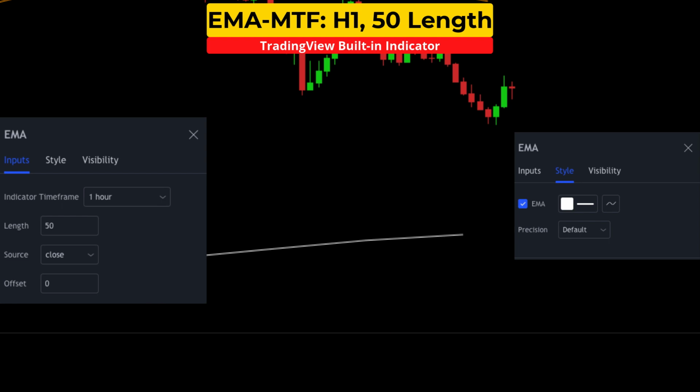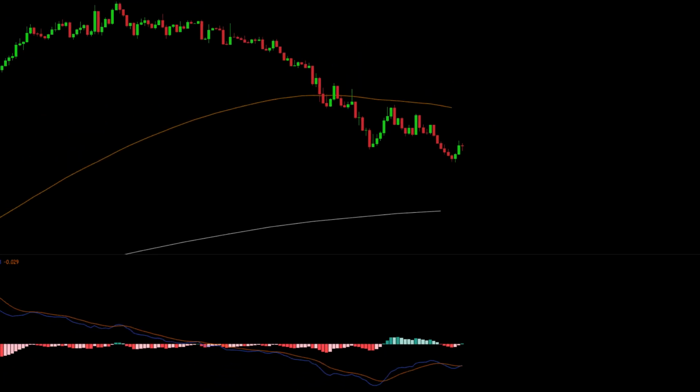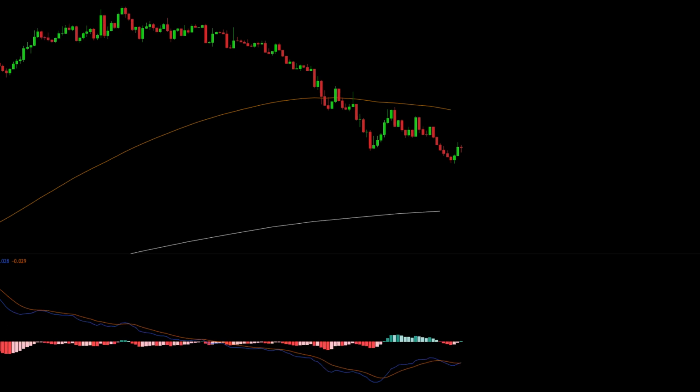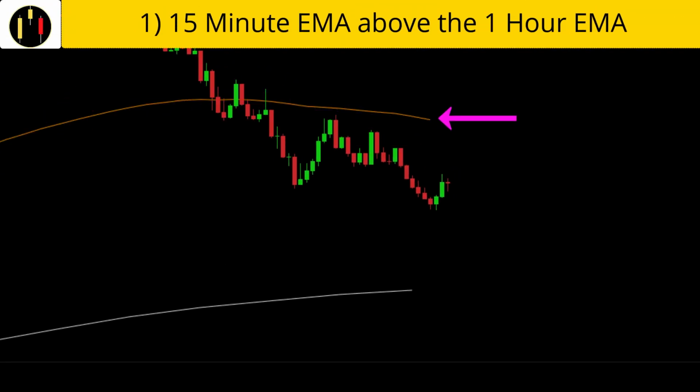Let's go over entry criteria and review some examples. This chart is Aussie versus the Yen, 5-minute candles. The rules to enter long on the TradePro's highest profiting system are: first, we need the 15-minute EMA in orange to be over the 60-minute EMA in white.